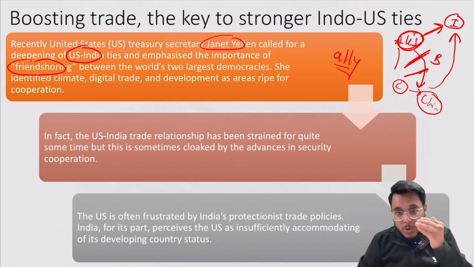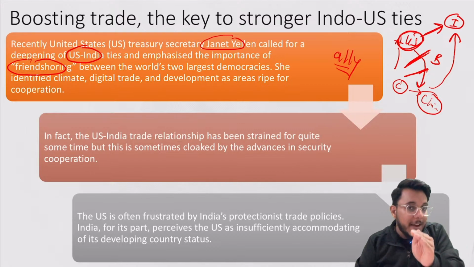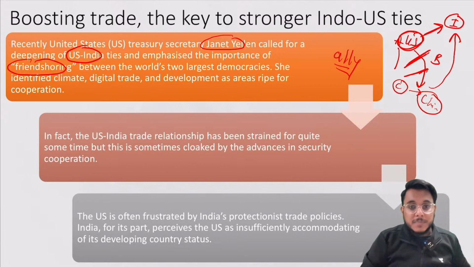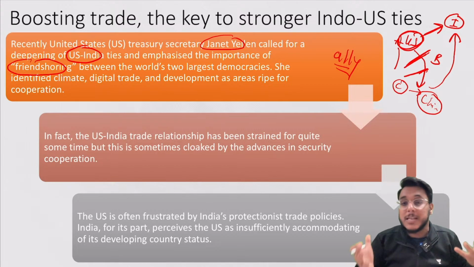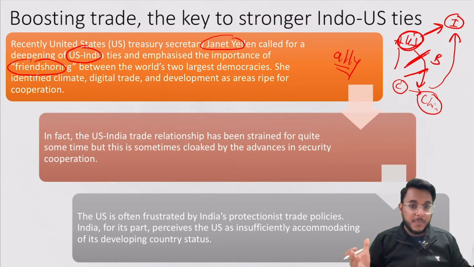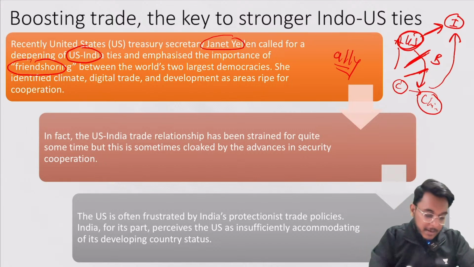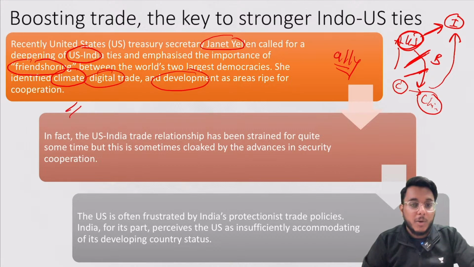So today the USA is exploring friend shoring with India. They are identifying how critical supplies can be shifted from China to India. She also provided that India and the USA, being the largest democracies, can identify certain core themes on which cooperation can be done. And she had identified climate, digital trade and development as core areas of cooperation.